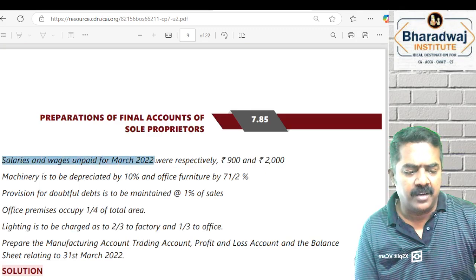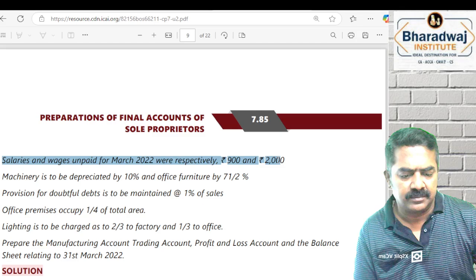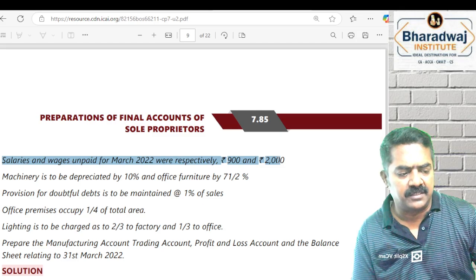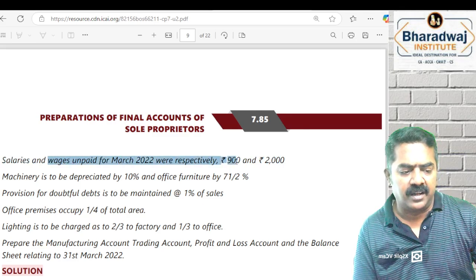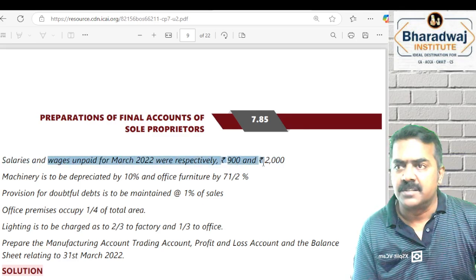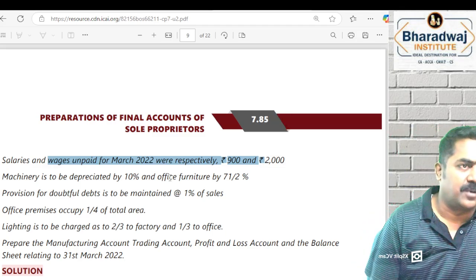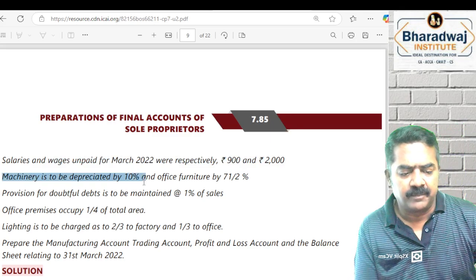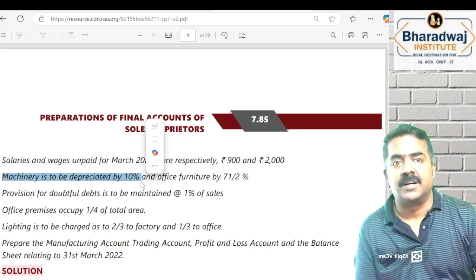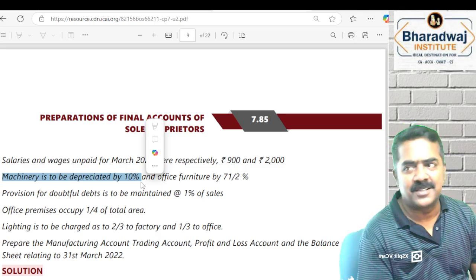Salaries unpaid for March are given. Salaries and wages, what will you do with this? Outstanding. What will you do with the outstanding amount? You will add it to the respective expense and you will show it as what? Liability. Machinery is depreciated by 10%. Where will depreciation on machine come? Think and answer.